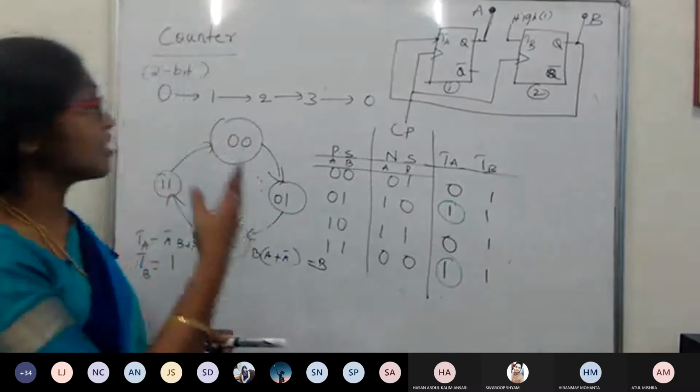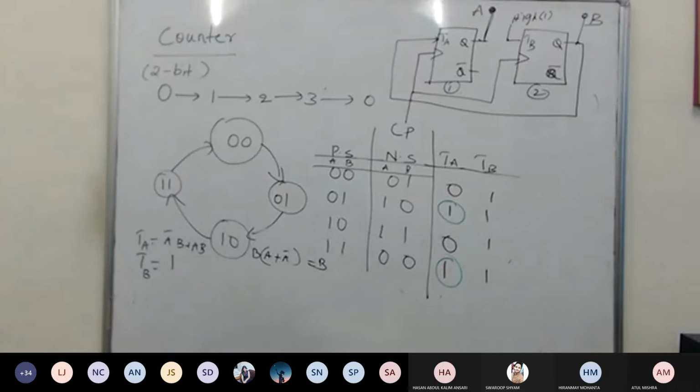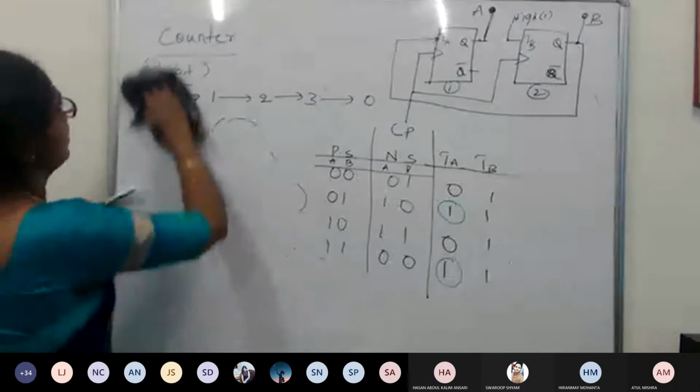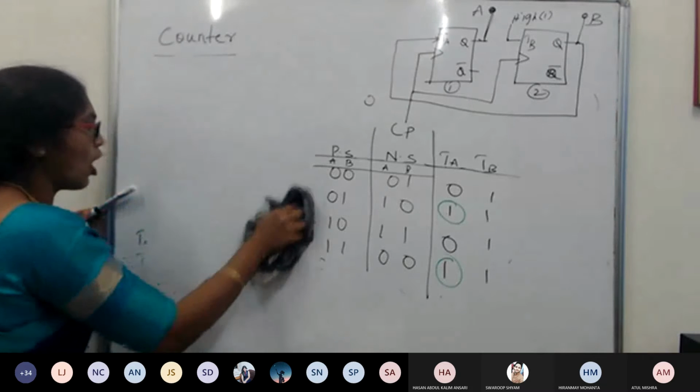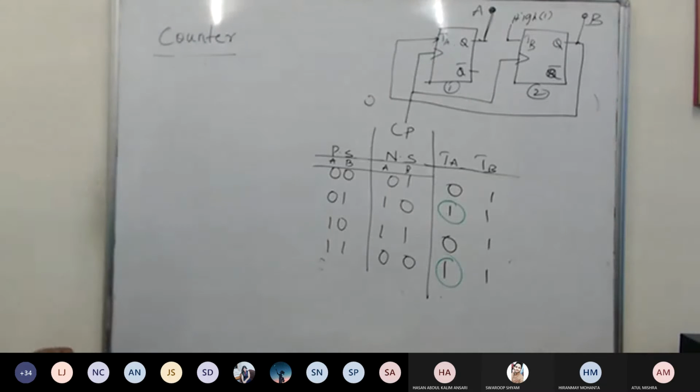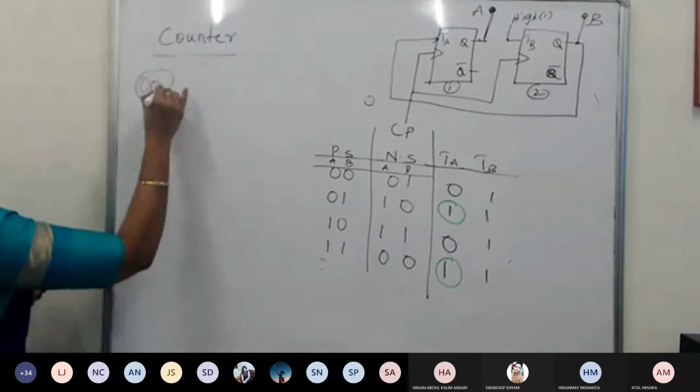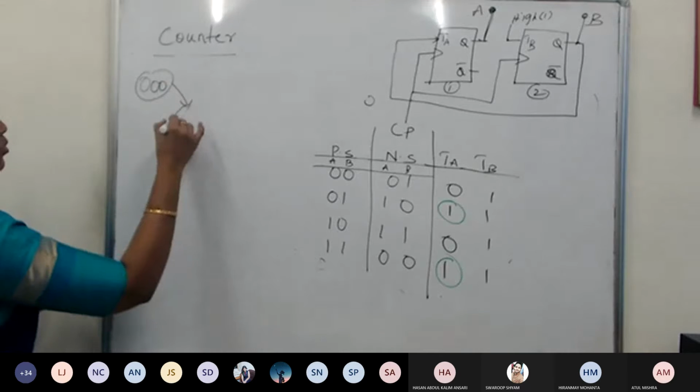Okay, so can we extend this to 3-bit? Yes, we can extend it. For a 3-bit counter, how many flip-flops do we require? Three.